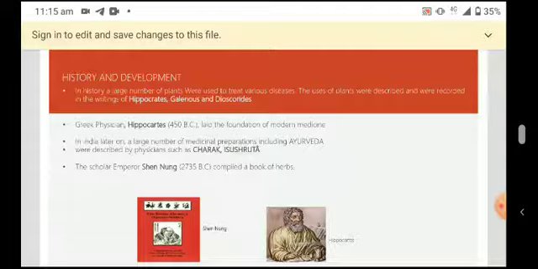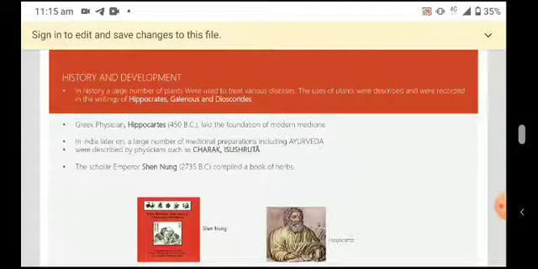So these are the scientists, as I show the Hippocrates image. What these scientists did was record the use of various medicinal plants in written form. Second, a Greek physician, Hippocrates, laid the foundation of modern medicine. Exactly, modern medicine was started or led by the Greek physician Hippocrates. Next, in India later on, a number of medicinal preparations including Ayurveda were described by physicians such as Charak and Sushruta.